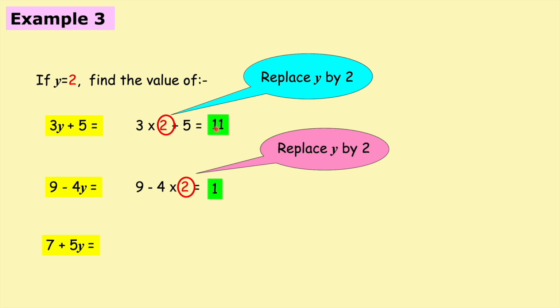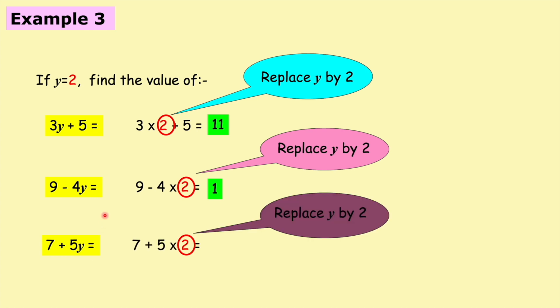And then a last formula substitution example in this set is going to be 7 add 5y. So this means 7 add 5 times y. We're told that y is equal to 2, so we've swapped out the y for 2. We're going to do BODMAS. 5 times 2 is 10, 7 add 10 is 17.